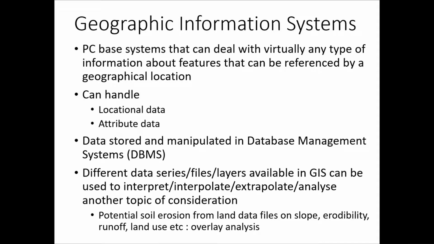So for a more formal definition, GIS systems are PC based systems that can deal with virtually any type of information about features that can be referenced by a geographic location. GIS, or geographic information systems, can handle locational data and attribute data both. What do you mean by this locational data?